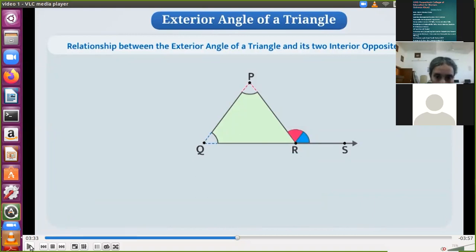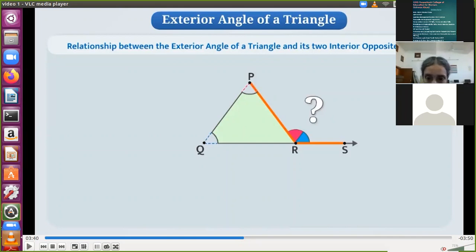Now, what do you see from here? What do you conclude? What do you conclude from here? Yes, beta. Exterior angle. Exterior angle, yes. PRS. Yes, okay, you are right.